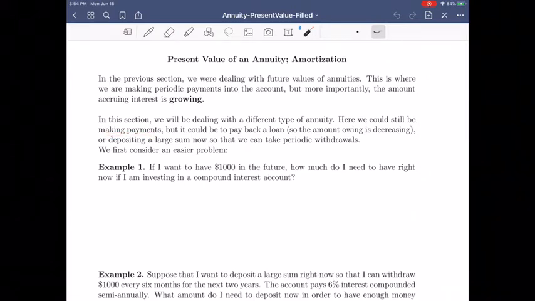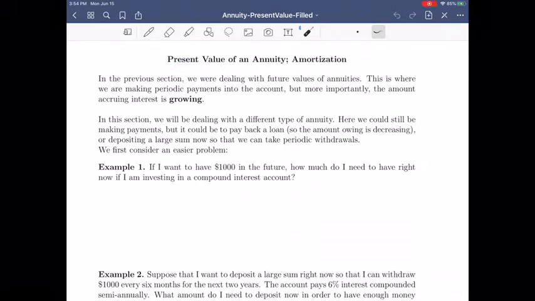In this section, we still are going to be making payments, so it's still an annuity, with periodic payments, but maybe it's to pay back a loan, or maybe it's so you can make periodic withdrawals. So instead of making a payment, you're actually taking money from an account. This is a different type of problem. It's when we look for the present value of an annuity.